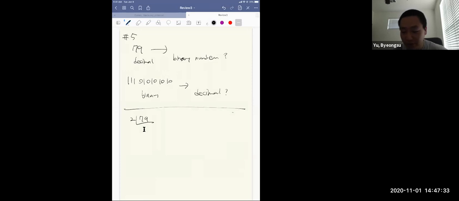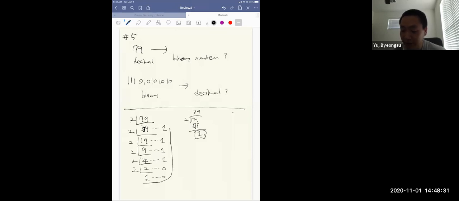Divide 79 by 2. 2 times 39 is 78, so the remainder is 1, and the quotient is 39. Again, divide 39 by 2 to get 19, remainder 1. Divide 19 by 2 to get 9, remainder 1. Divide 9 by 2 to get 4, remainder 1. But 4 is divisible by 2, so the remainder is 0, and 2 is definitely divisible by 2, so the remainder is 0.